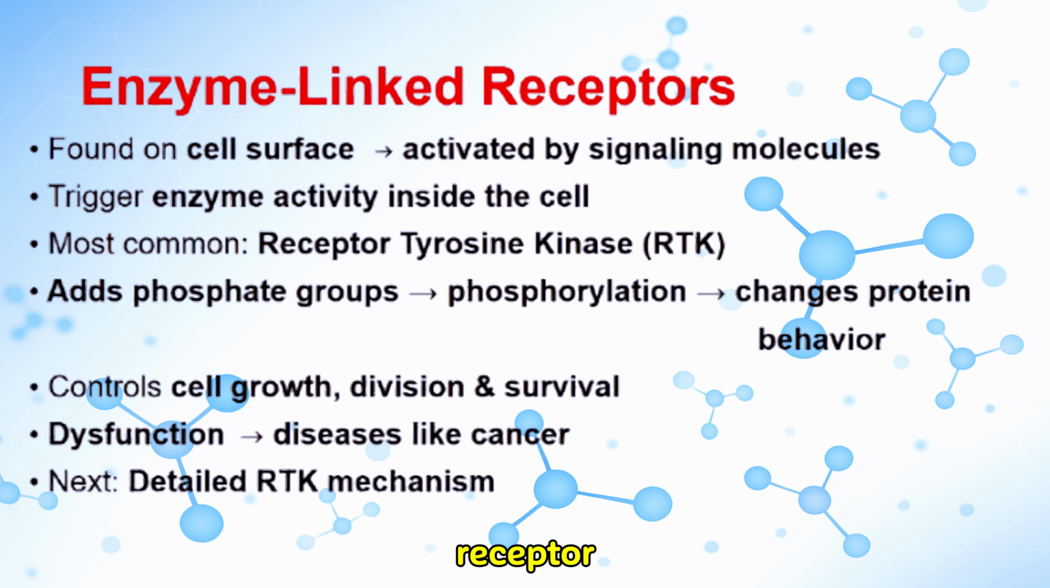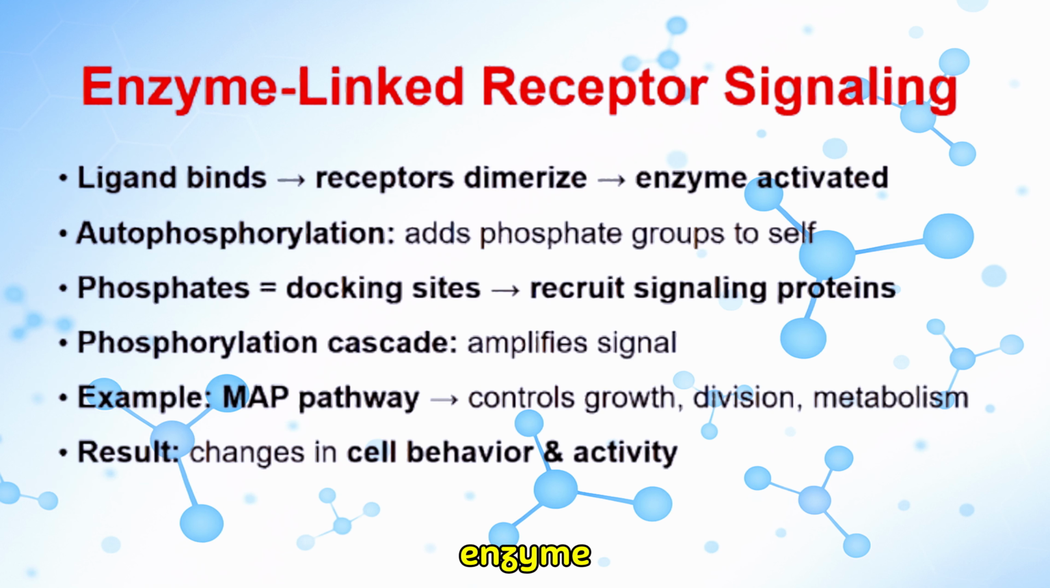This type of receptor controls important processes like cell growth, division, and survival. Problems in these signaling pathways can lead to diseases like cancer. Let's now take a closer look at how receptor tyrosine kinase works in detail. Enzyme-linked receptor signaling. Phosphorylation and cascades.